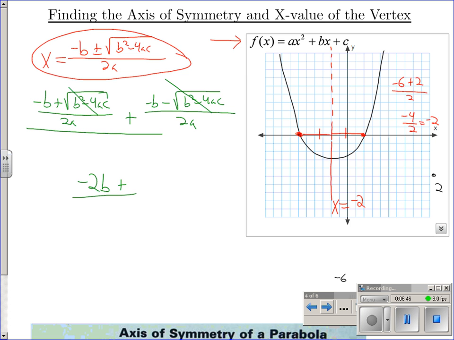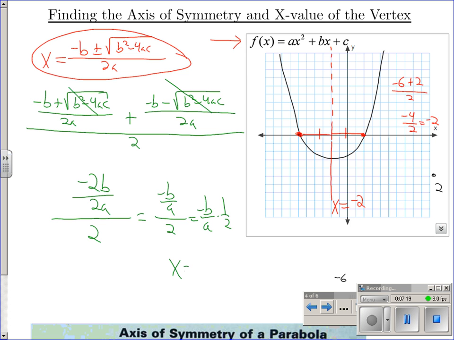Now we're adding our two intercepts and we're taking the average of them. Okay, so we're dividing by 2. So we got negative 2b over 2a. That is our numerator up here, and we're cutting that in half for the average. So negative 2b over 2a is just a negative b over a, but we're dividing by 2, which is the same thing as multiplying by half. And so what we get is x equals negative b over 2a.